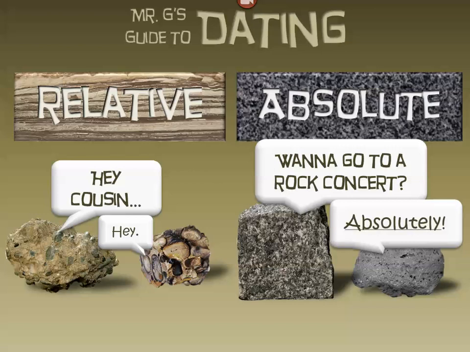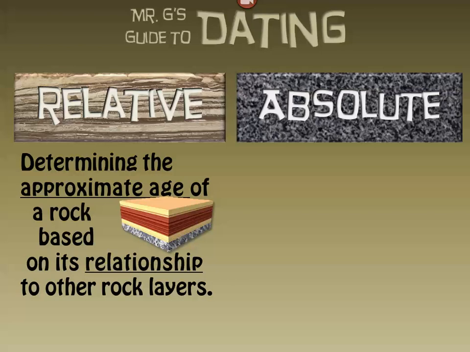It's terrible. So relative dating is basically finding the approximate age of a rock based on its relationship to other rock layers. Essentially, looking at a bunch of layers of rock and figuring out which one's older and which one's younger. So the key words here, of course, are relative, so relate, and relationship. It's the relationship of one rock layer to another, which one's older, which one's younger.